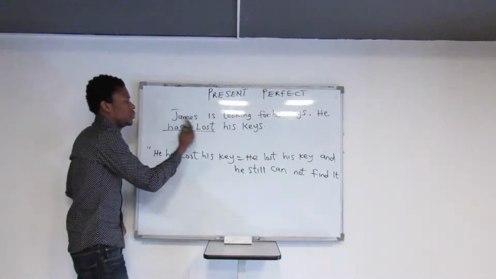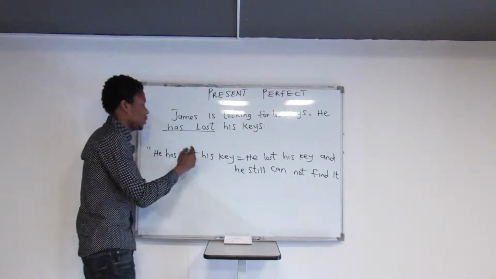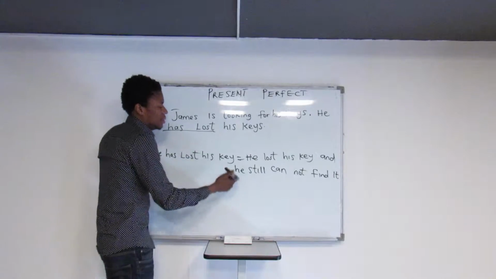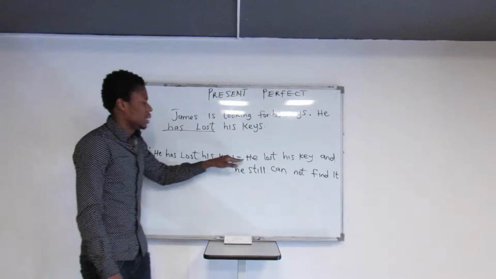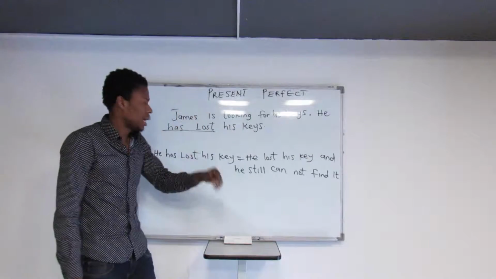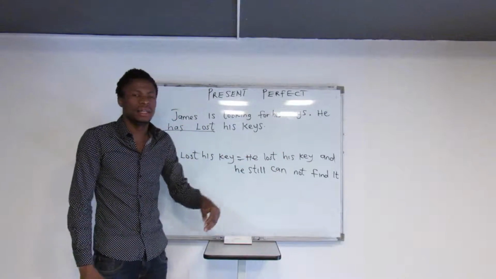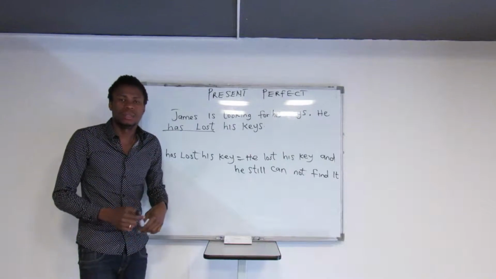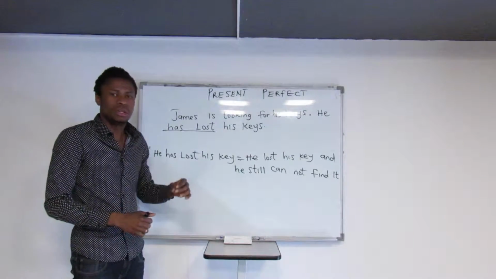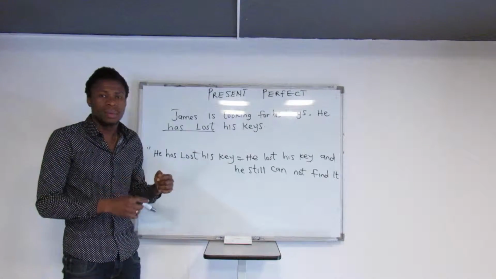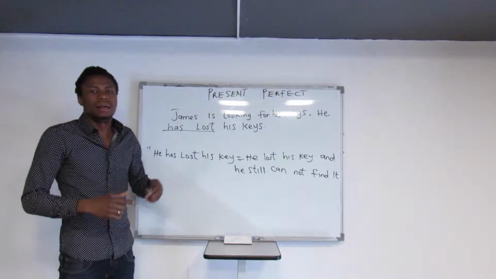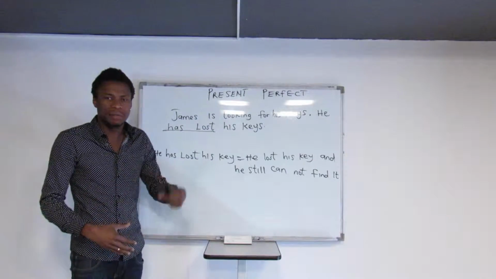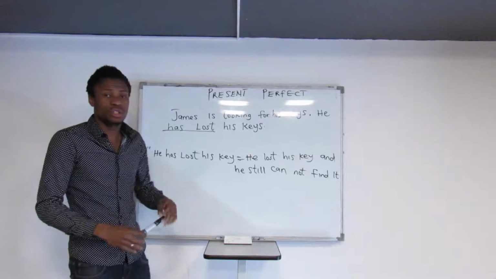This is a present perfect example. Has lost. Now, let's look at that particular word. He has lost his keys. We are talking about how he lost his keys sometime in the past and he still cannot find them. This shows that present perfect is used to talk about something that happened in the past and is affecting the present. It has an influence on the present. Well, this is just an example.